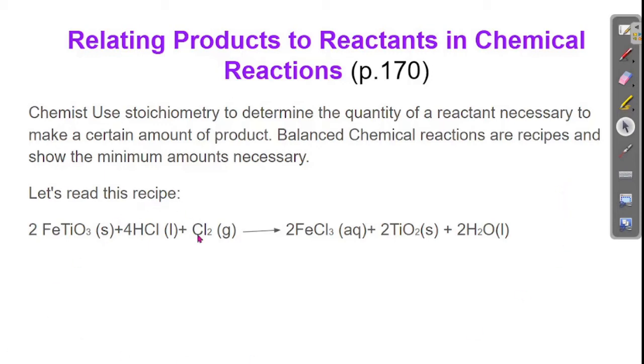So let's read this recipe. What does it say here? 2 plus 4 plus 1 will make 2, and 2 of these and 2 of these. That's all it says. The stoichiometric coefficients here in the front. Nothing means 1. Is what you need for the reactants, and these are the things that are being produced. That's how you read it. Okay.